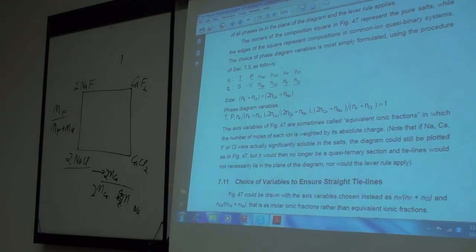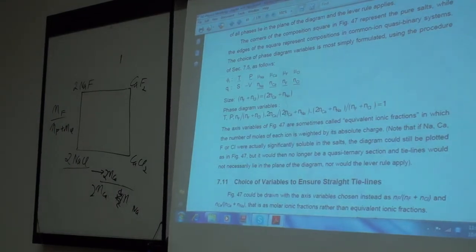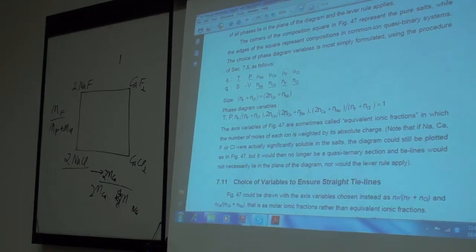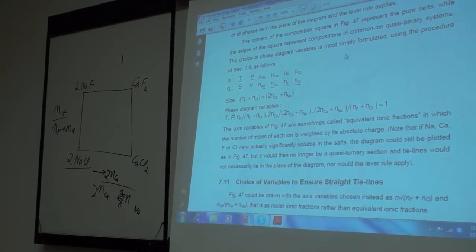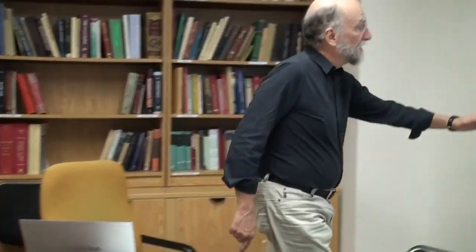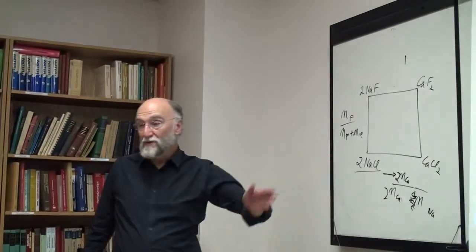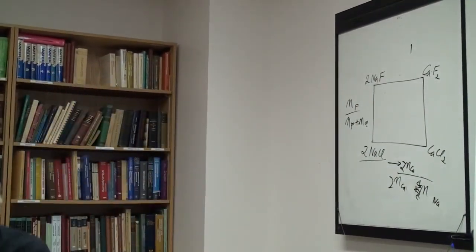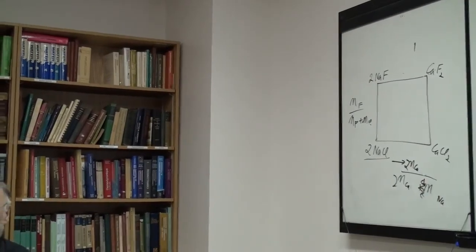As I said, FactSage will not let you choose anything other than this, because you have to have the same denominator. So try calculating the diagram with FactSage. The phase diagram program will not permit you to have anything other than the same denominator in all composition variables, so that you only get straight lines. And that's discussed in section 7.11.